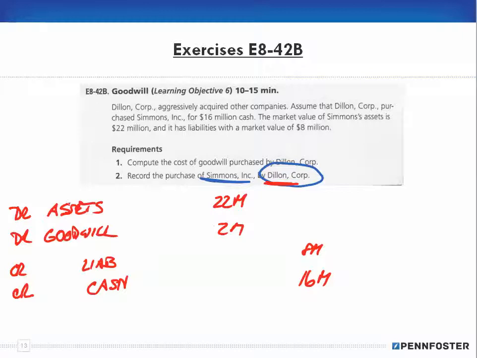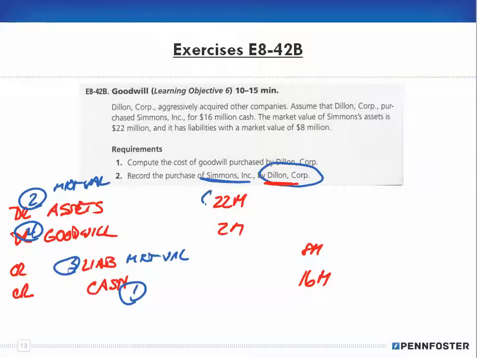My thought process is, I start out with, for Dillon, what are they giving up? They're giving up their cash, 16 million, the purchase price. Then number two, I record the assets at market value. Number three, I record the liabilities at market value. And then number four, debits have to equal credits, so I can just back into the 2 million by adding up the two and subtracting one from the other.